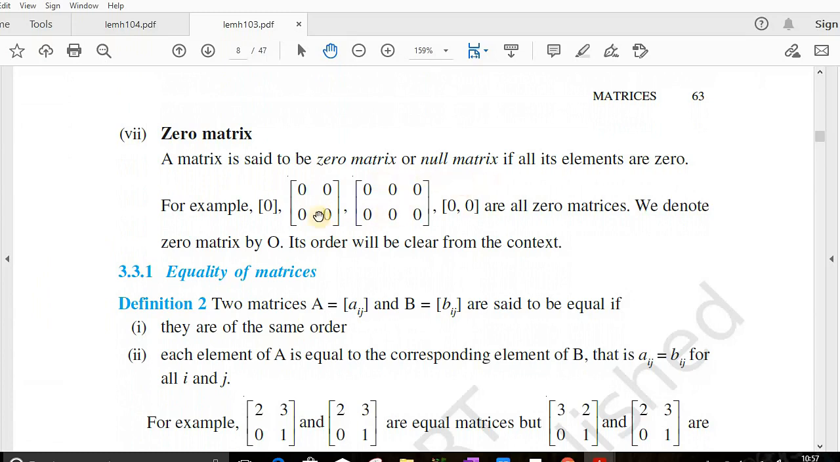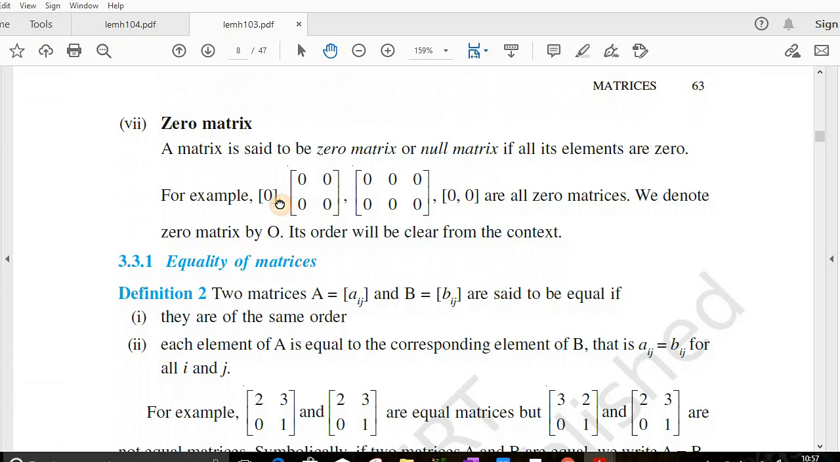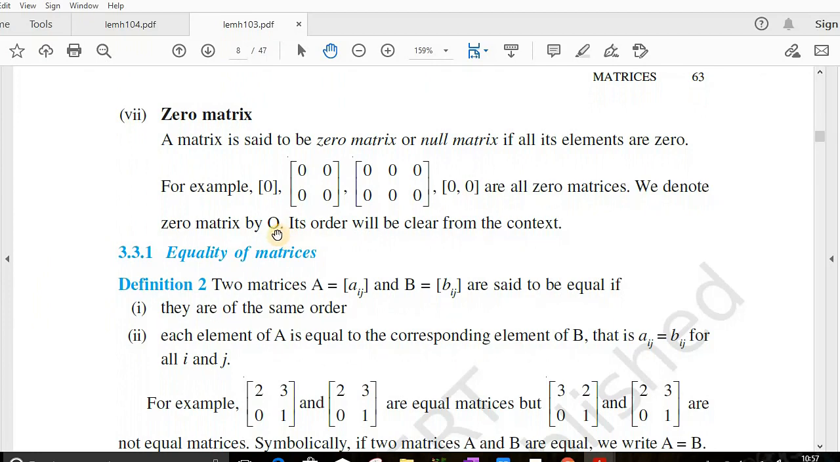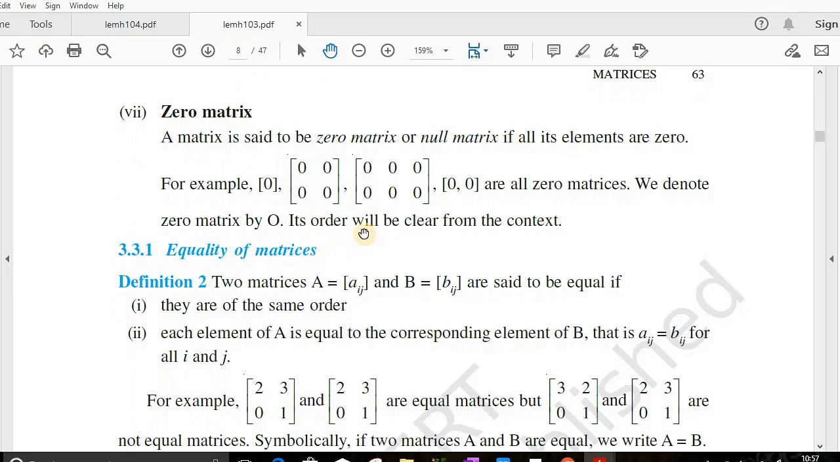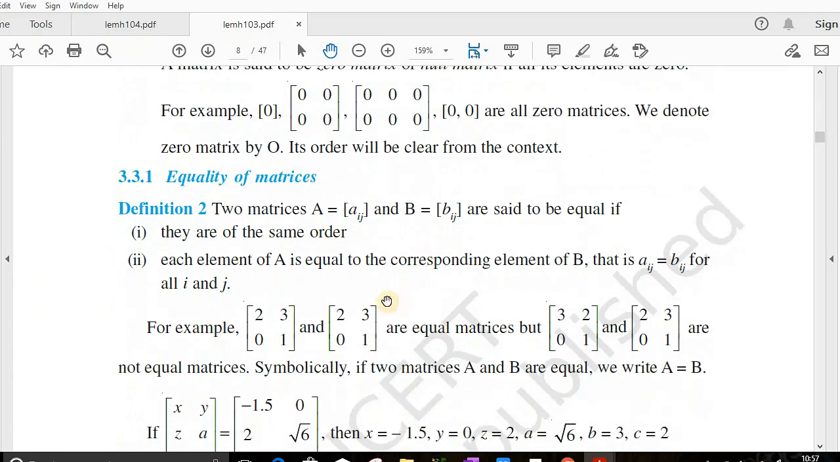Okay, they are also called null matrix sometimes. This is a zero matrix of order 1, this is a zero matrix of order 2, this is a zero matrix of order 2 by 3, this is a zero matrix of order 1 by 2. Okay, these all are zero matrices. Okay, and sometimes when we denote a zero matrix by 0, then we have to know what the order will be. Okay, so this order will be clear from the context.